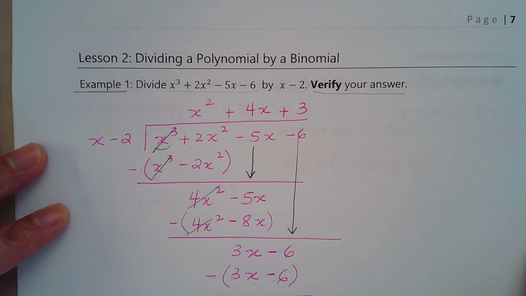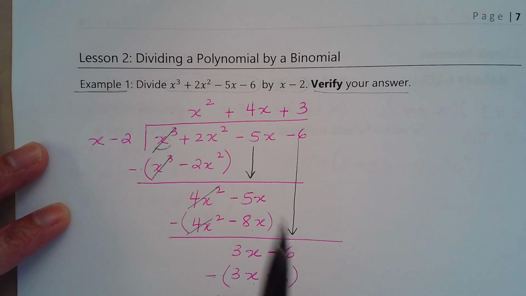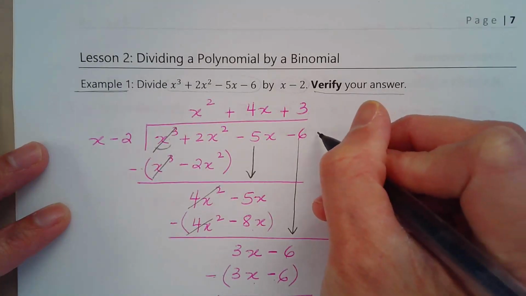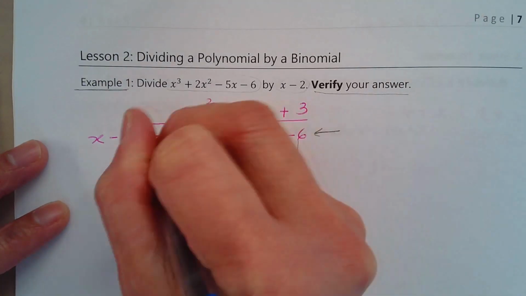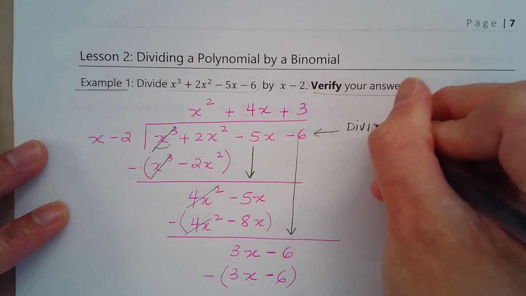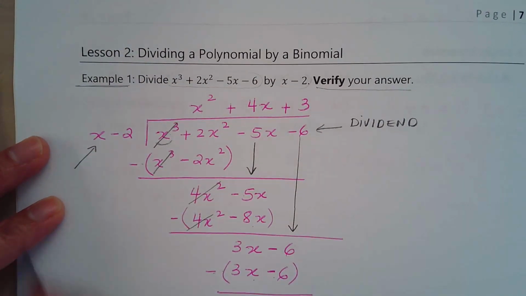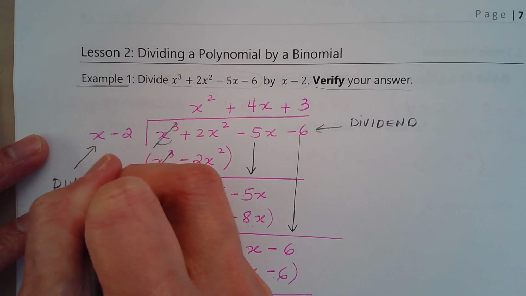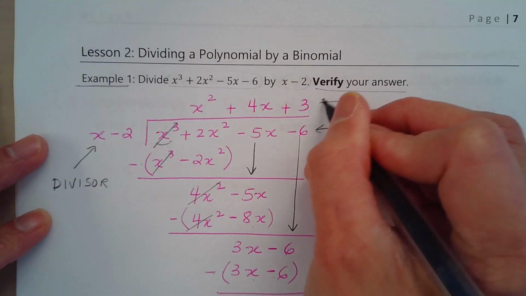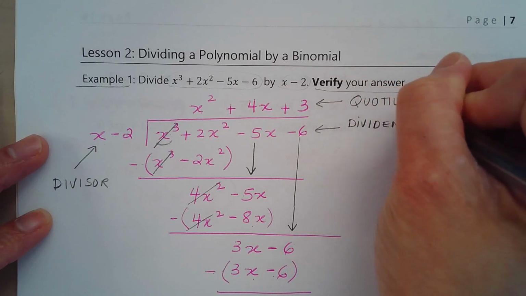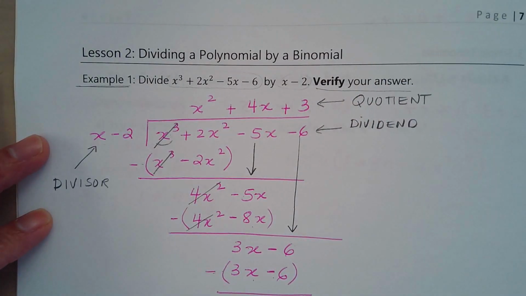Page 7. So what we could do, any ideas? Yeah, Nick. Yeah. What we're going to do, inside here, it's called the dividend. This one here is called the divisor. And then the answer that we got, the trinomial, is called a quotient. Quotient is the answer to your division question.